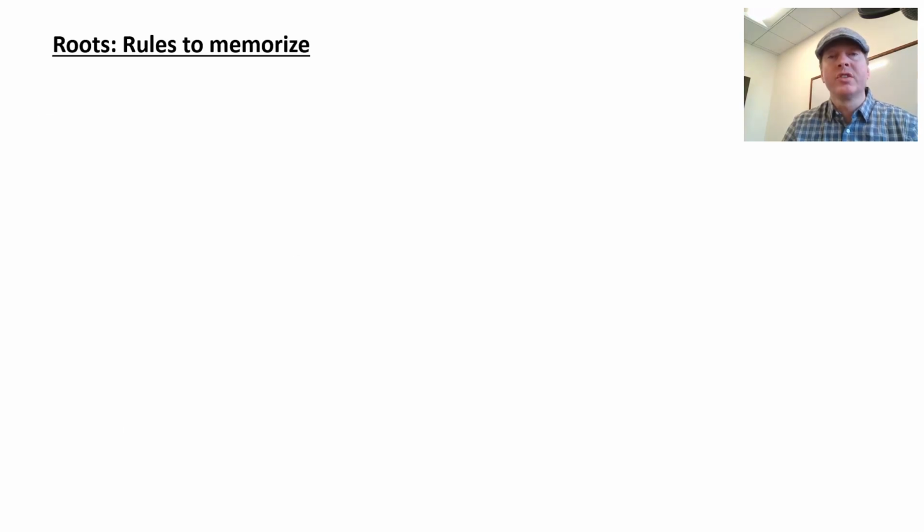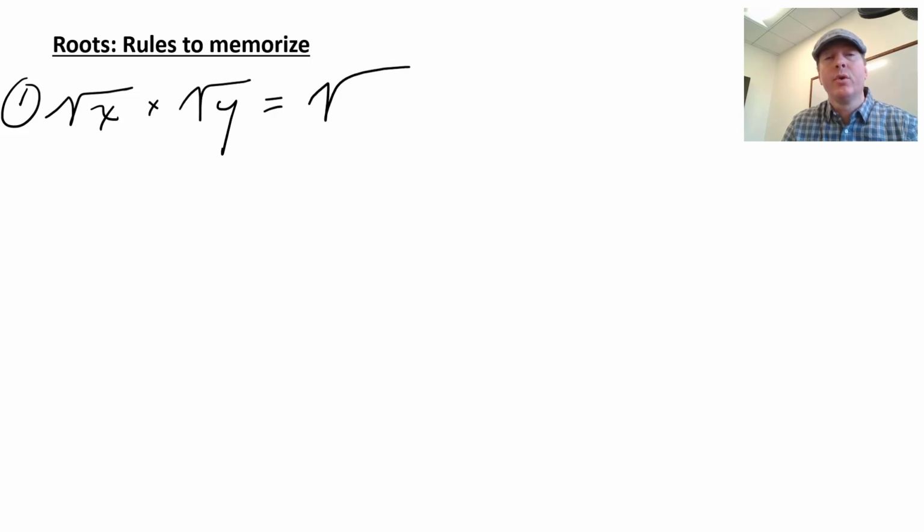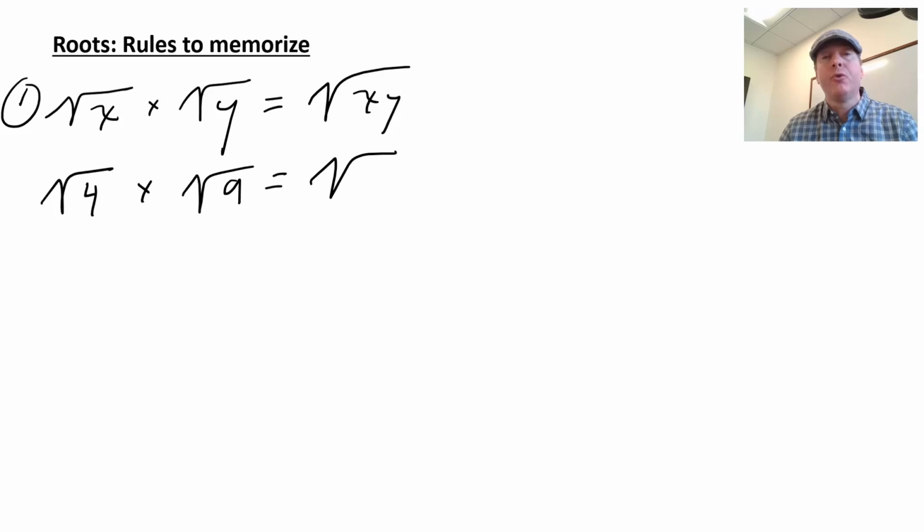Let's talk about some rules, some laws to memorize with regard to roots. If I had the square root of x times the square root of y, that is equal to the square root of x times y. If you're multiplying the numbers, you can put them underneath the same square root sign and multiply them there. So if you asked me what is the square root of 4 times the square root of 9, that's the same thing as the square root of 4 times 9. And 9 times 4 is 36. So that's the same thing as the square root of 36.